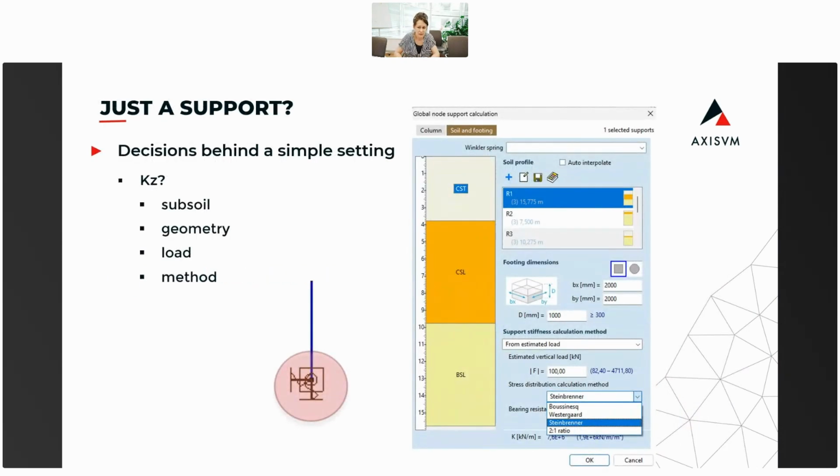And now let us start with the determination of vertical stiffness. At first sight, it seems straightforward, but it depends on several factors, such as the subsoil under the foundation, or the footing foundation, the dimension of the foundation, the estimated load, and the method we have chosen. As a result, there is often no single correct value. Engineers must make decisions and simplifications based on the available information.